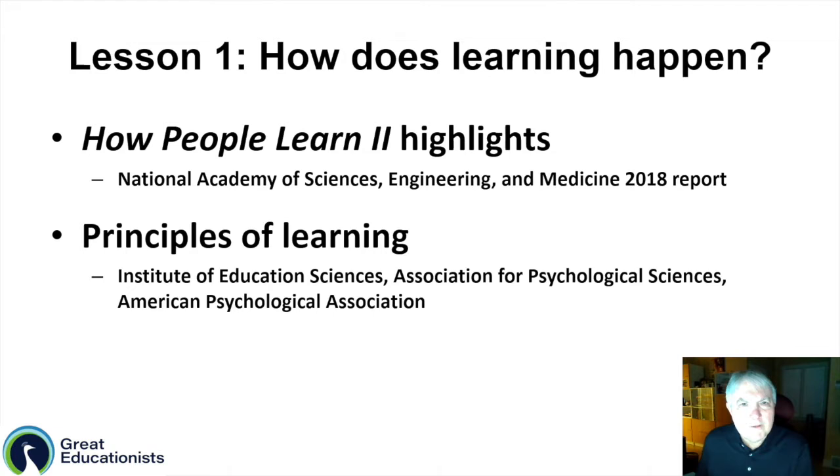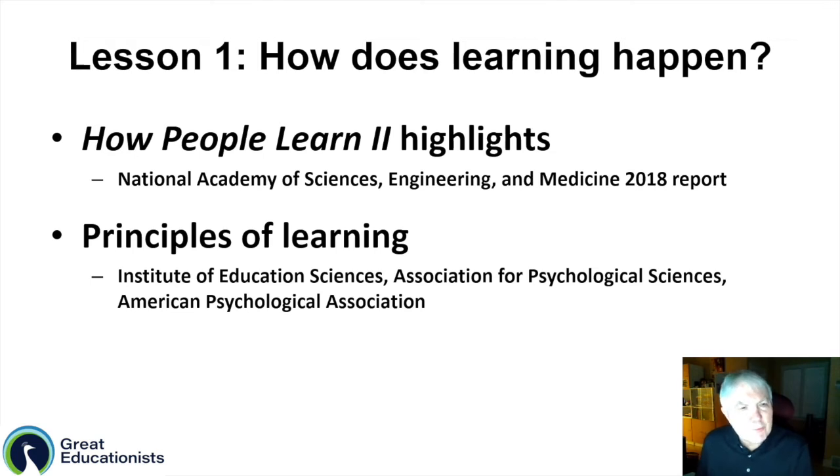Here's lesson 1: How does learning happen? A lot of the insights that I'm borrowing from are from a recent book written by researchers with the National Academy of Sciences, Engineering, and Medicine. You can get this report. It's called How People Learn, volume 2, and it gives highlights on the mechanisms of how people learn.